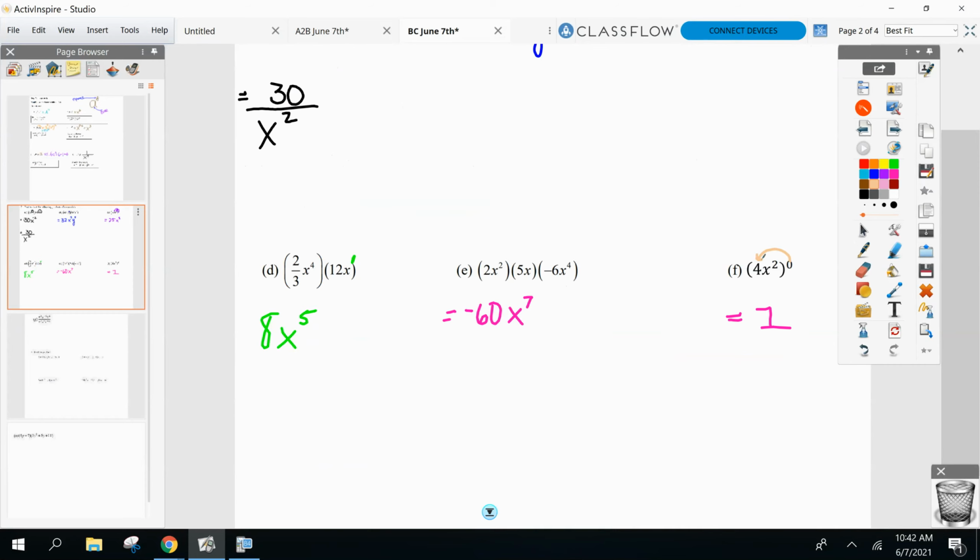4 to the 0. 1. X squared raised to the 0. You multiply. What's 2 times 0? 0. X to the 0. 1. So you still get 1 either way. Whether you notice it at the beginning or not.